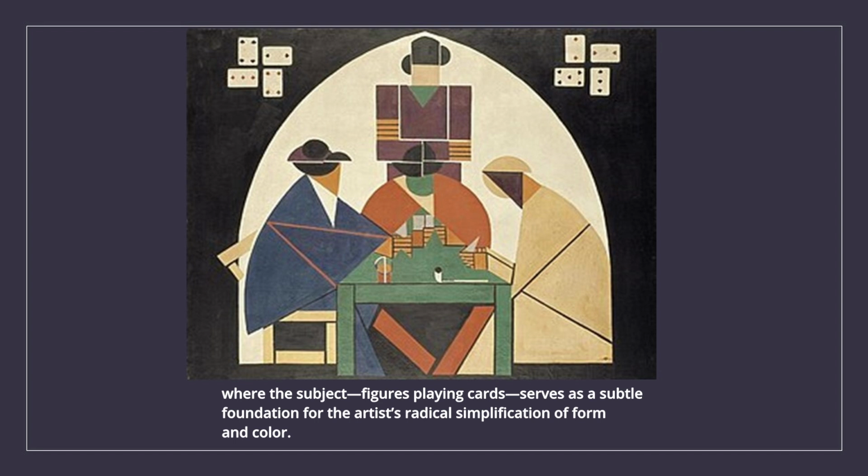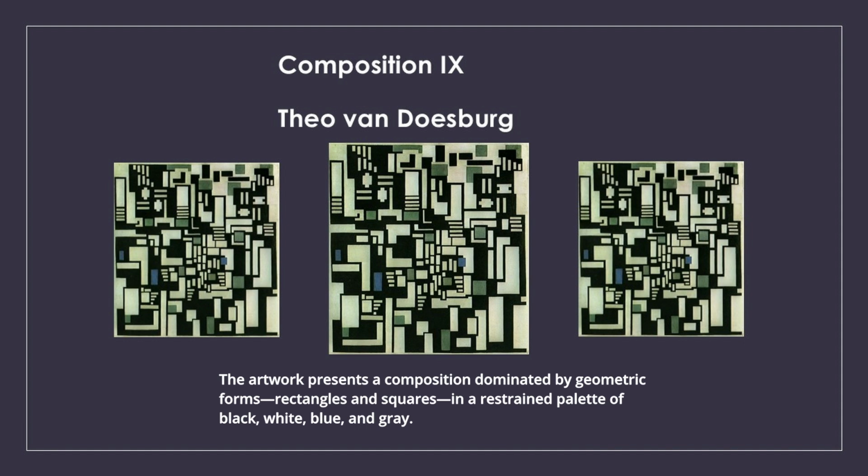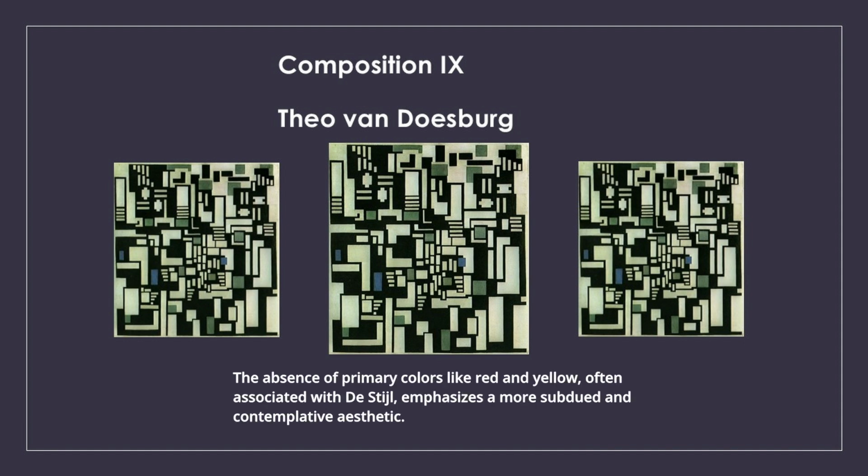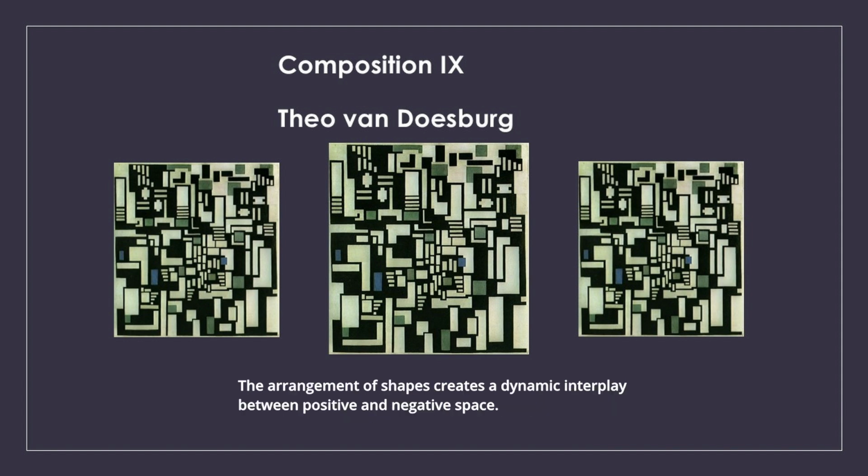of form and color. The artwork presents a composition dominated by geometric forms, rectangles and squares, in a restrained palette of black, white, blue, and gray. The absence of primary colors like red and yellow, often associated with De Stijl, emphasizes a more subdued and contemplative aesthetic. The arrangement of shapes creates a dynamic interplay between positive and negative space.